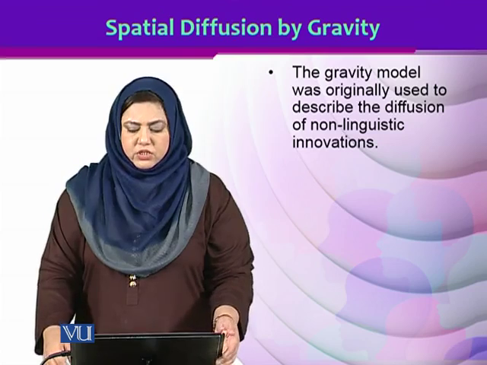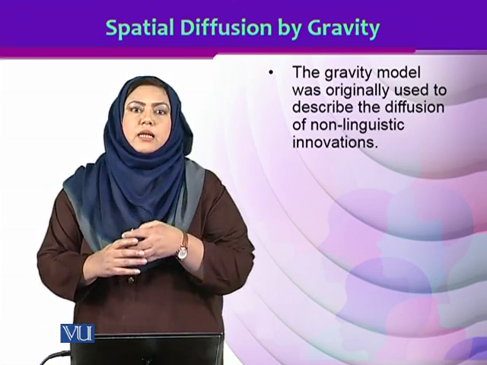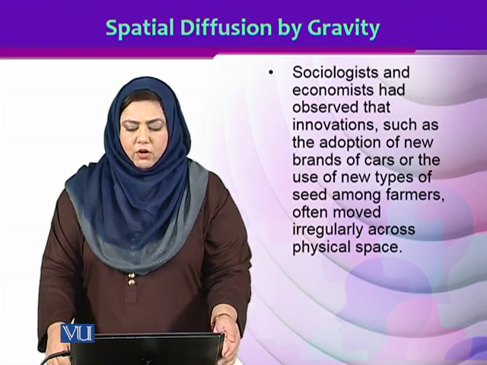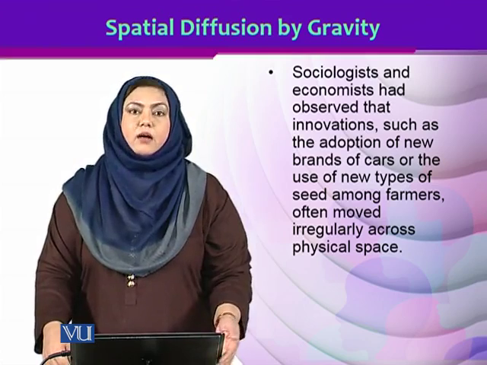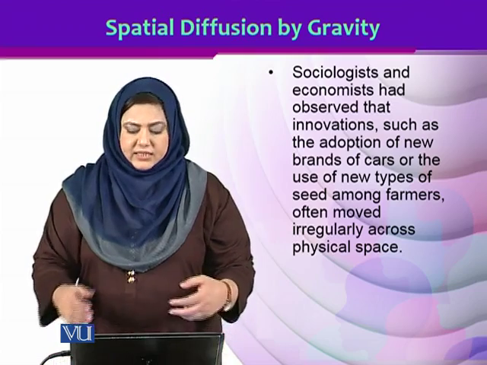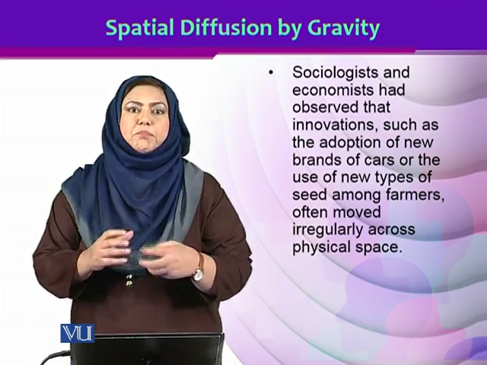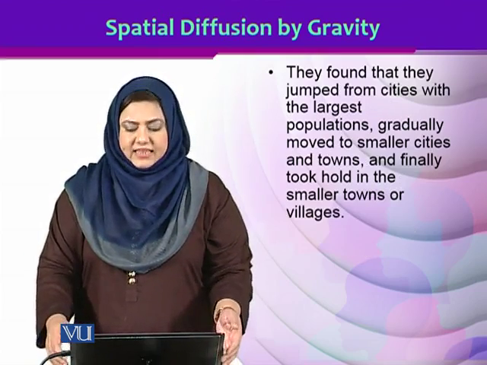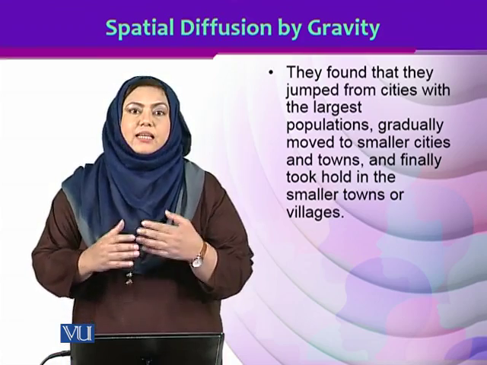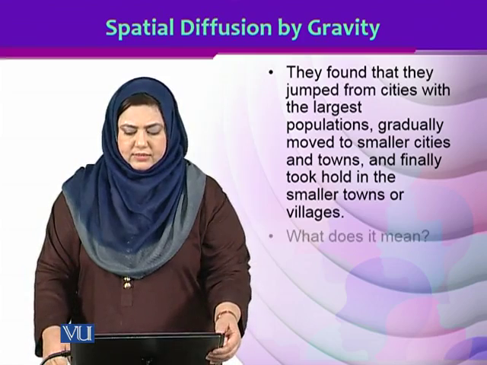The gravity model was originally used to describe the diffusion of non-linguistic innovations, and actually it was brought into linguistics and sociolinguistics later on. Sociolinguists and economists had observed that innovations such as, for example, the adoption of a new brand of cars or the use of new types of seeds among farmers would happen irregularly. They would not be able to notice a pattern in that. And then they found that they jumped from cities with the largest populations, gradually moved on to the smaller cities and then to the smaller towns and then to the villages.